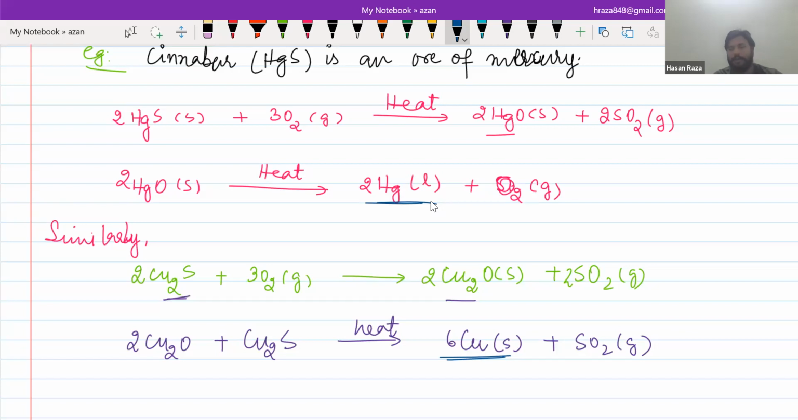This is how we extract metals which are very low in the activity series.